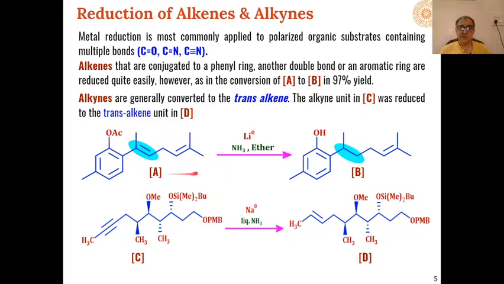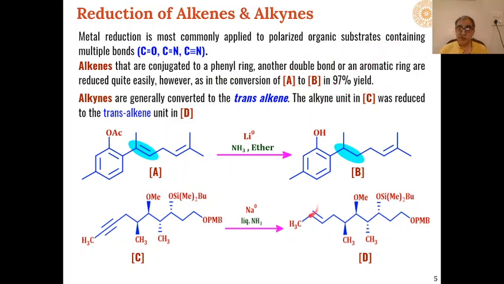For example, if you see this alkene, you can see that this carbon-carbon double bond is conjugated to this benzene ring, whereas this is an isolated carbon-carbon double bond. So when dissolving metal reduction is done in the presence of lithium metal in liquid ammonia as solvent in ether, then this is a selective reduction of the carbon-carbon double bond which is conjugated to the aromatic ring, and this isolated carbon-carbon double bond is not affected. So here we can say that selective reduction takes place of only those carbon-carbon double bonds where the double bond is conjugated to either another double bond or a phenyl ring or an aromatic ring.